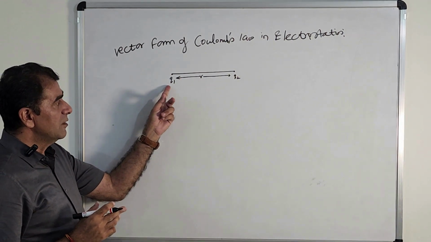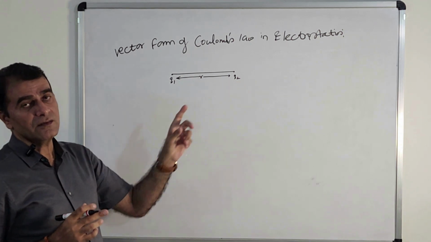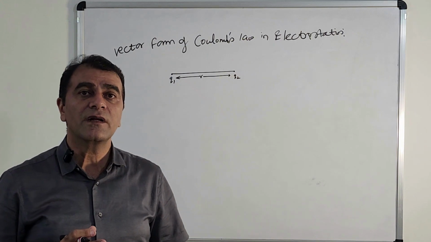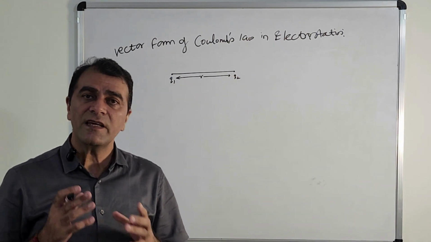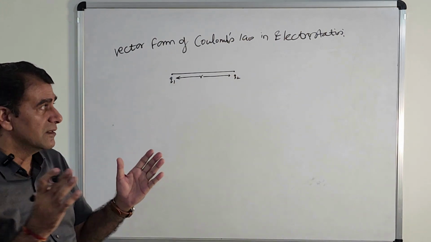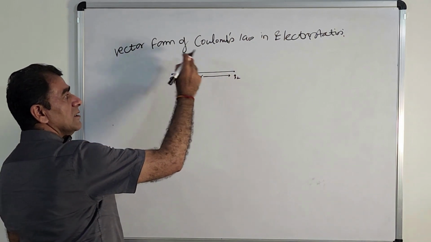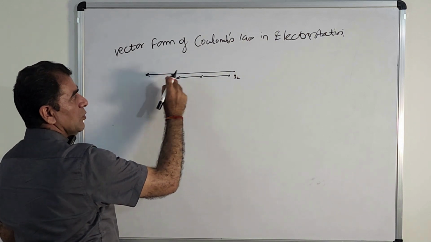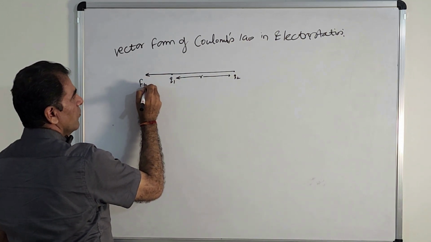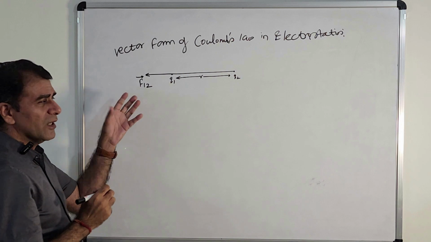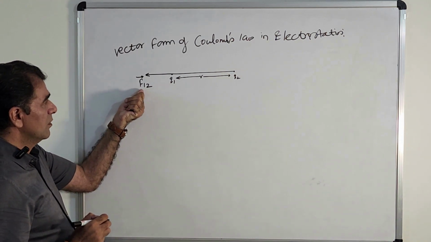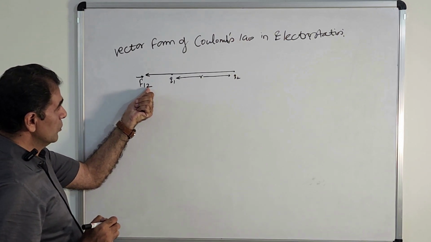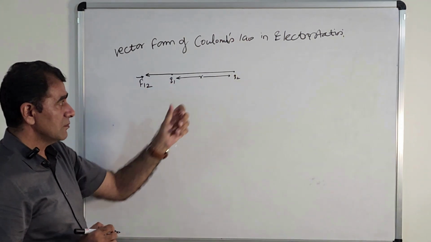Now, if this is a positive charge and this is a positive charge, what will there be, electrostatic repulsion or electrostatic attraction? Naturally, these are like charges, so they will repel each other. It means Q2 will exert force on Q1. Let the force exerted by Q2 on Q1 be F12. It's a simple notation: F12 means force on 1, meaning Q1, due to 2, meaning Q2.